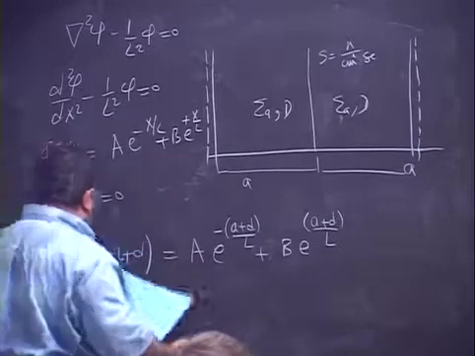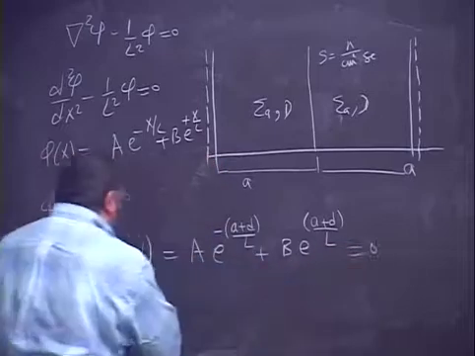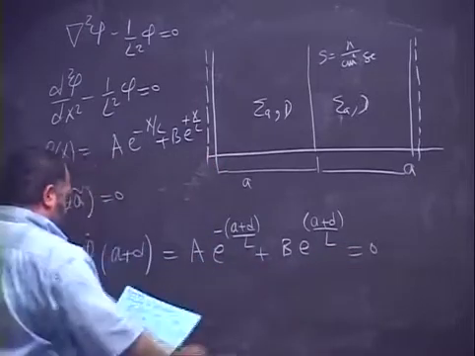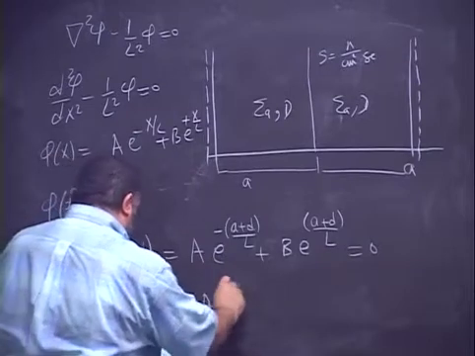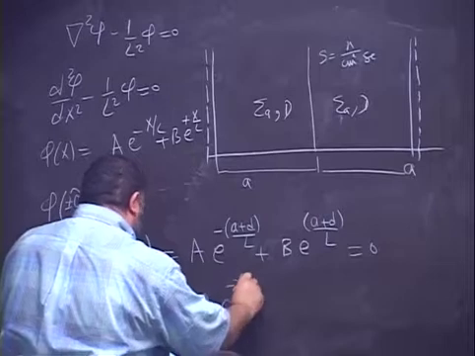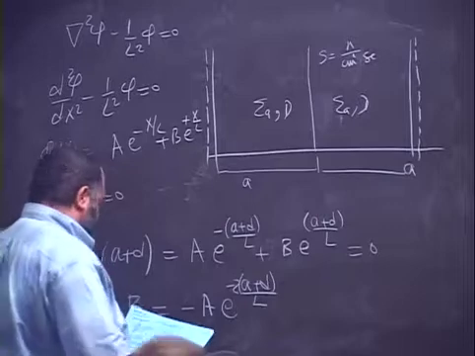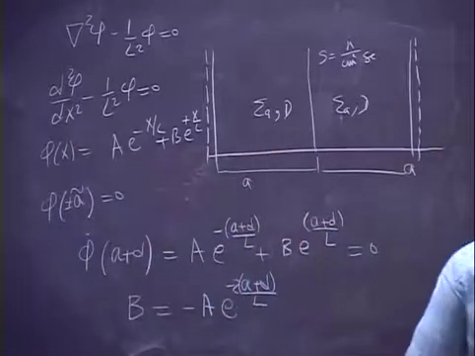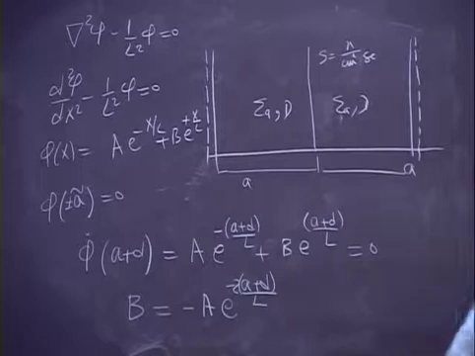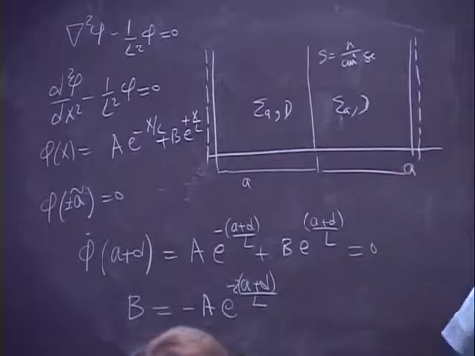Okay. So what's B now? And this is equal to 0. So I can get B as a function of A. B is equal to negative A e to the power of minus 2 multiplied by A plus D divided by L. I got one boundary condition. I will take just the positive half of the problem.